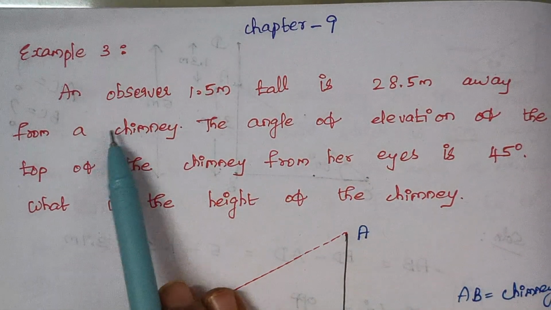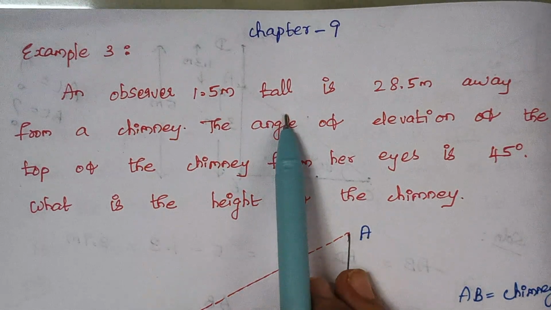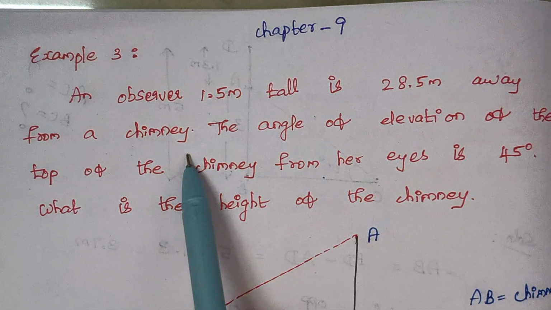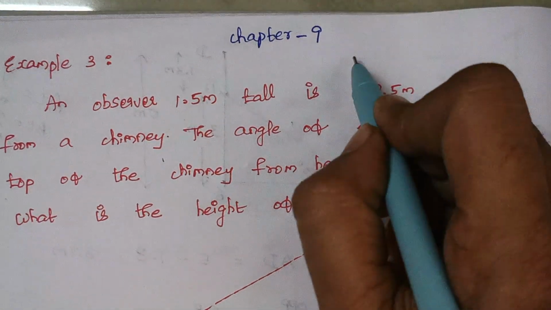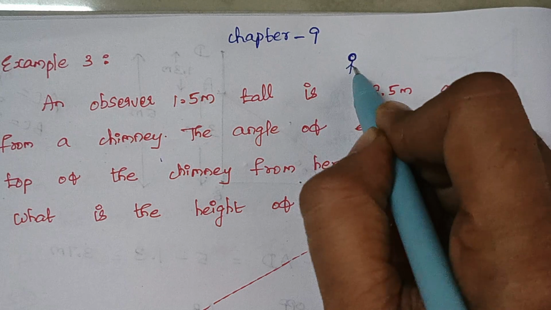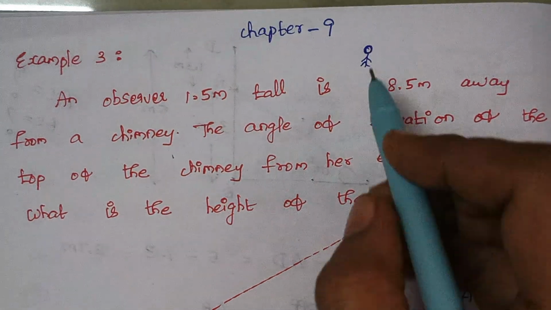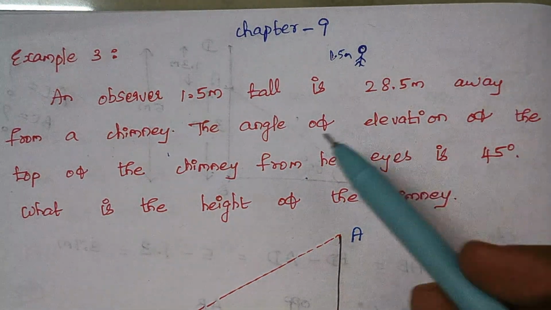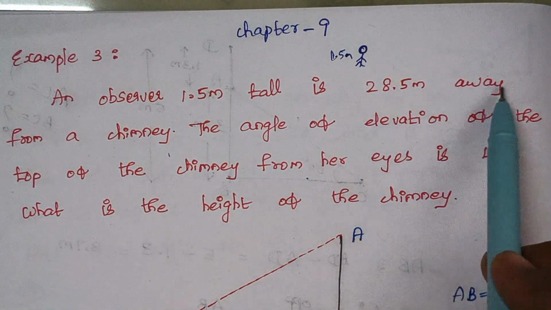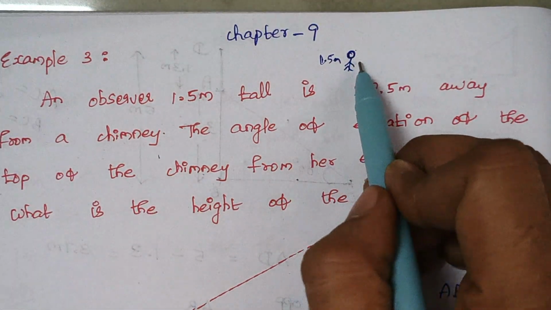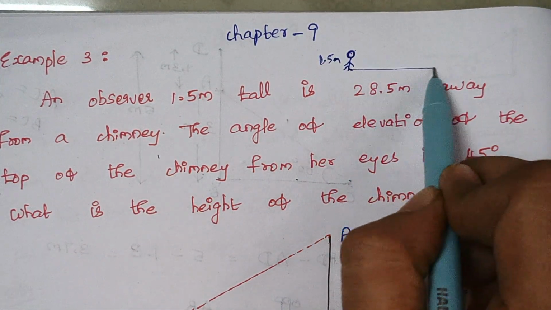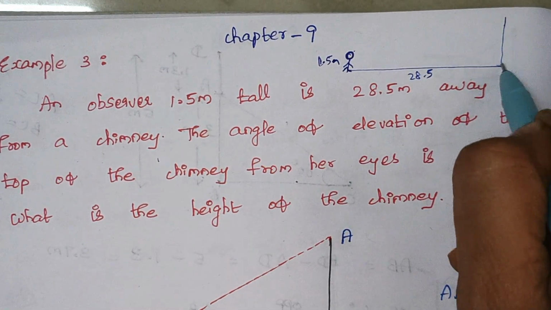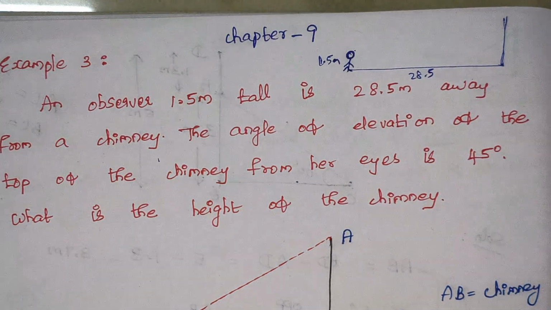Problem 3: an observer 1.5 meter tall is 28.5 meter away from a chimney. Right, so we have an observer. Let us take the observer here, whose height is 1.5 meter, and he is 28.5 meter away from a chimney. So here he is, 28.5 meter away. There is a chimney here. Let this be the chimney.